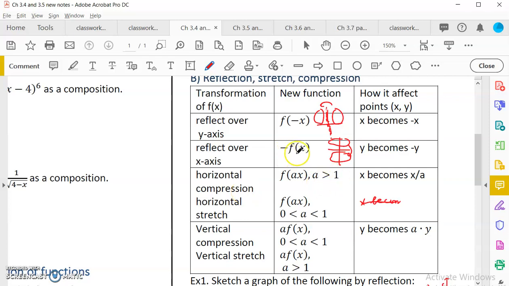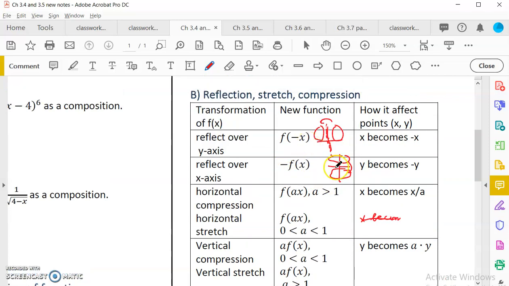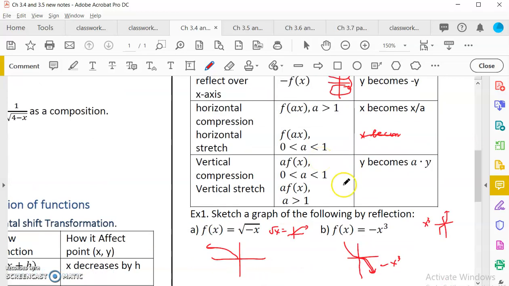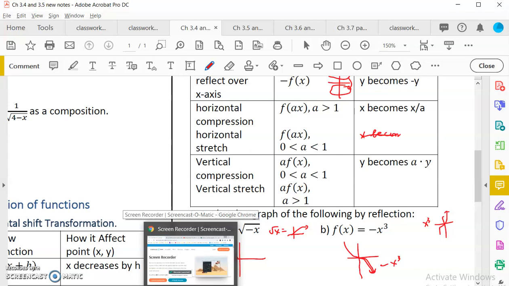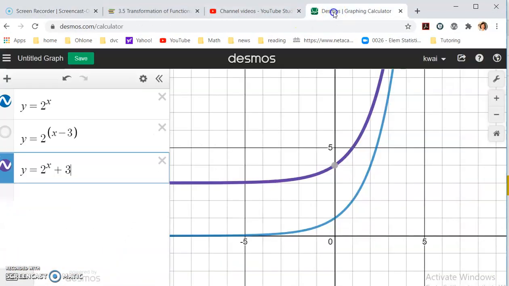Hello, college algebra student. This video is for chapter 3.5, transformation of functions. At the end of the last video, we talked about how we can do transformation by reflection, stretch, and compression. I talked about how to do it, and we actually did some examples. But I want to do a demonstration using decimals.